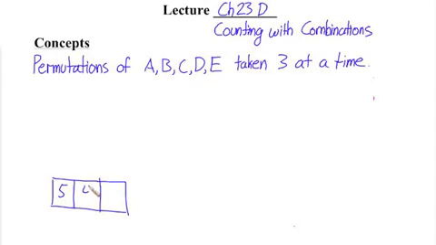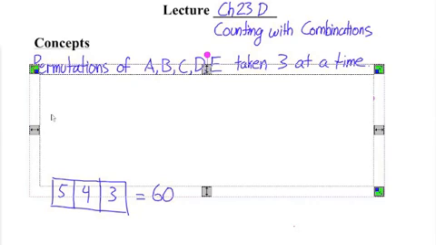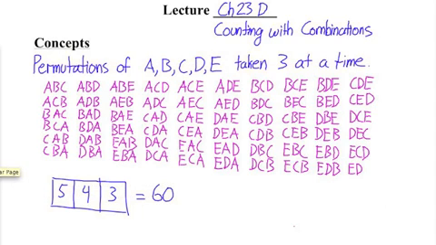In the second place, I'm going to have 4 choices. And in the last place, I'll have 3 choices. Well, 5 times 4 times 3 is going to give me 60 different permutations. I've taken the time to write out all of these permutations. Here they are.